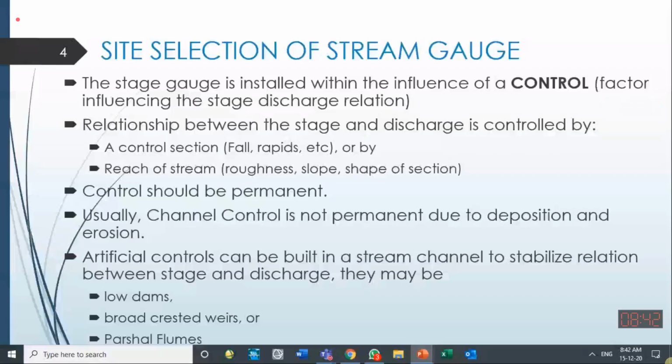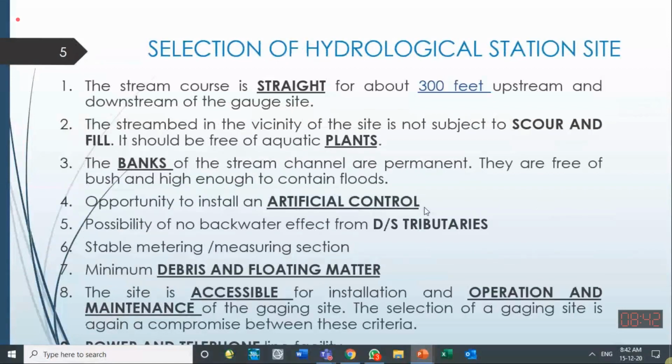Knowing the concept of control and the types of control, here are the guidelines you should observe while selecting a new stream gauging station. It should be installed at a relatively straight reach. The reach should be straight. What is the alternative? That we install a gauge station on a curved reach.